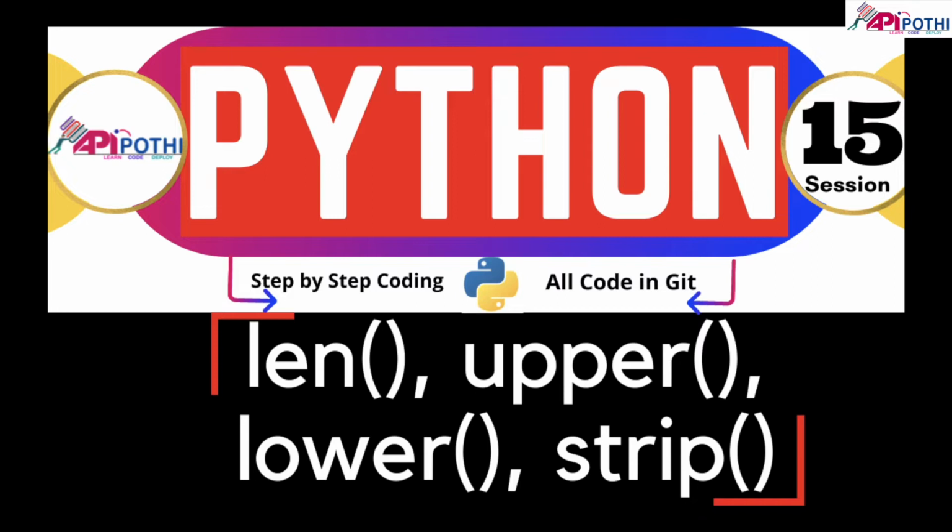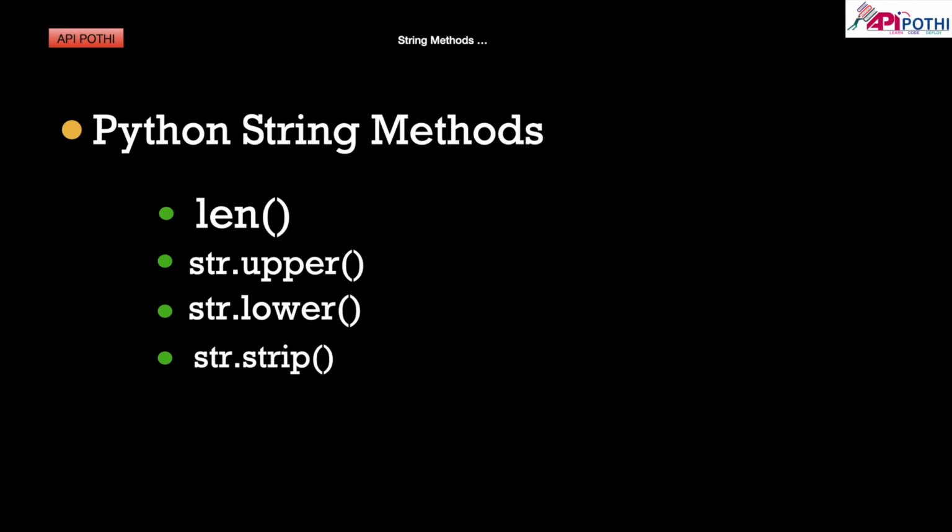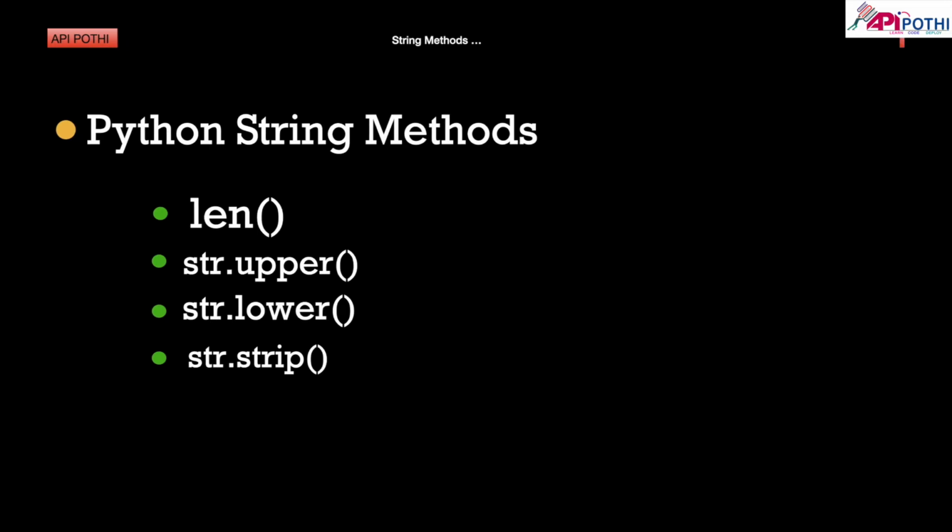So the scope of this video is to understand the string inbuilt methods, and this is the 15th video of the Python playlist in API POTHI. Out of that we are going to target 4 methods in this video, where the first method is len, second one is upper, third one is lower, and fourth one is strip.